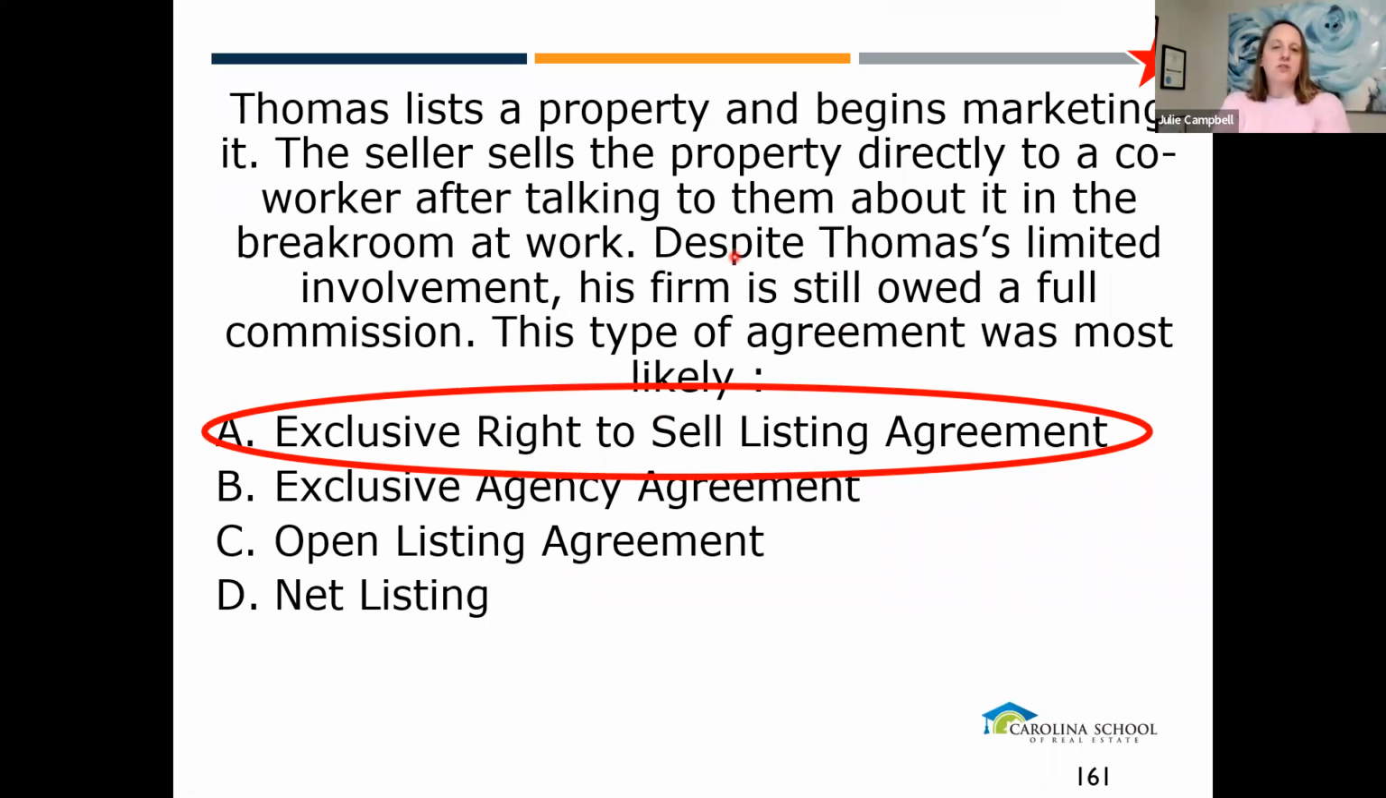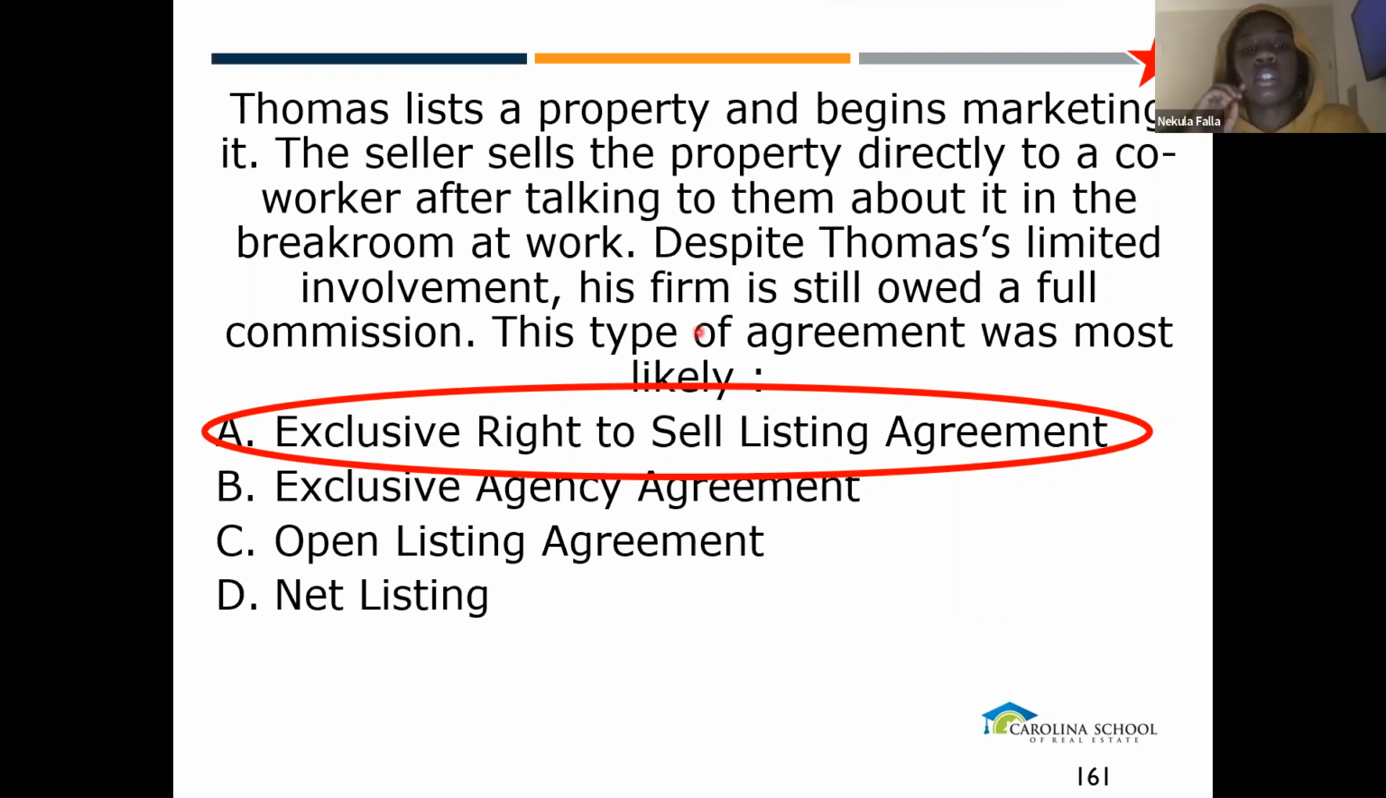Had it been an exclusive agency or an open listing, the seller wouldn't have paid Thomas. Does that make sense? Because the seller, and I would agree with the seller, they're the ones that sold the home, right? They sold it to their coworker in the break room. Had they had B or C, then the seller wouldn't have to pay Thomas. Does that make sense? Exclusive meaning one, the only time that the seller doesn't have the right to retain themselves is the exclusive right to sell listing agreement.